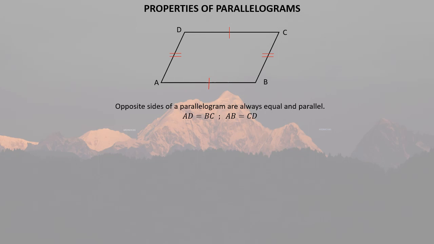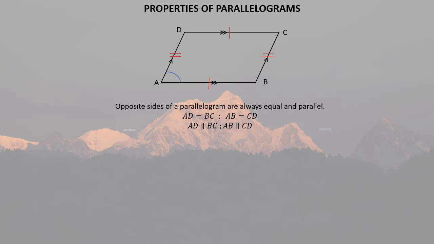Let us look at another property. We have this arrowhead on lines AD and BC. We have 2 arrowheads on DC and AB. These arrowheads represent parallel lines. So the second property of a parallelogram is that the opposite sides are also parallel. So we have AD parallel to BC and AB parallel to CD.